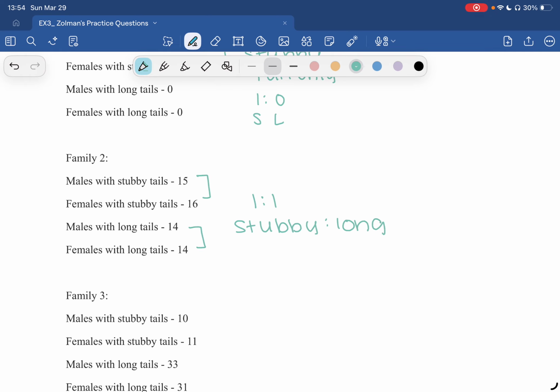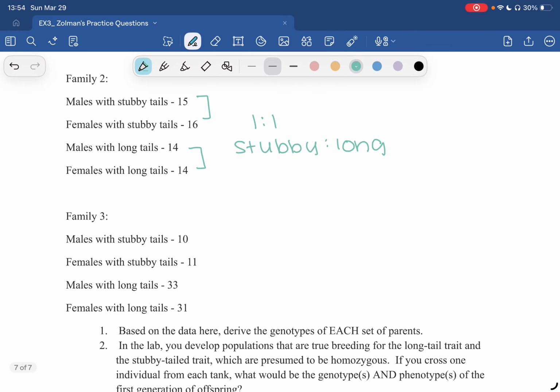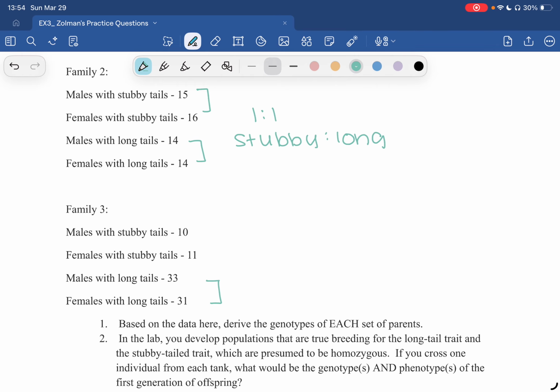Here and here. And then in family 3, it looks like you have a 3-to-1 ratio, 3 being the long and 1 being the stubby. You can either say 3-to-1 or 1-to-3, it doesn't really matter. I'll put 3-to-1 for this, long and then stubby.